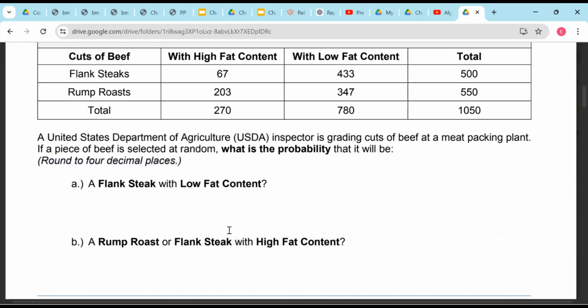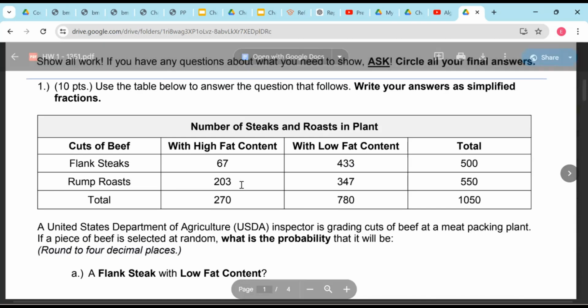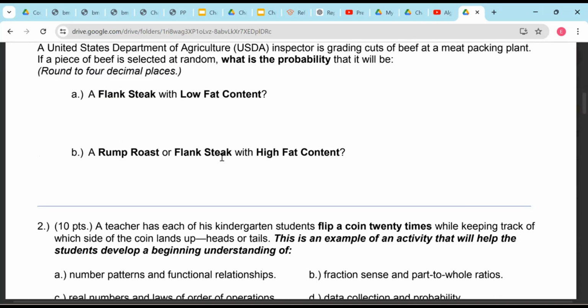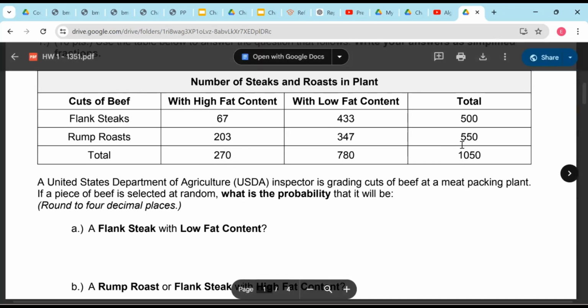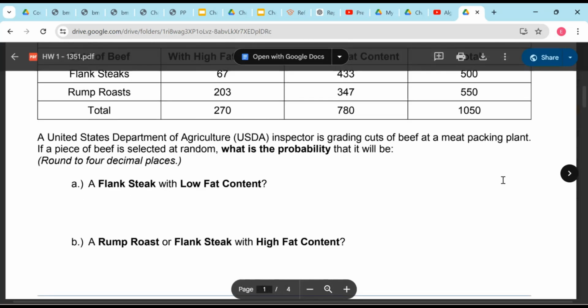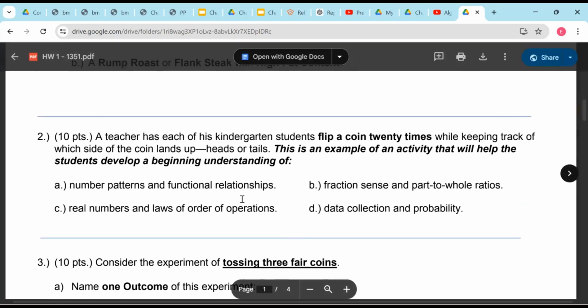Now, here it says rump roast or flank steak. If you remember your sets from 13 to 15, or means union. So that means you're going to find what is the rump roast with high fat content, right? And what is the flank steak with high fat content? So it will be the addition of these two, which is down here, over the total, right? So the total will be 1,050 again. And then again, you round to 4 decimal places.